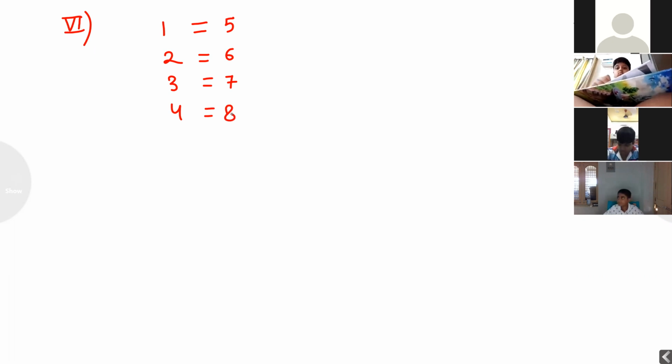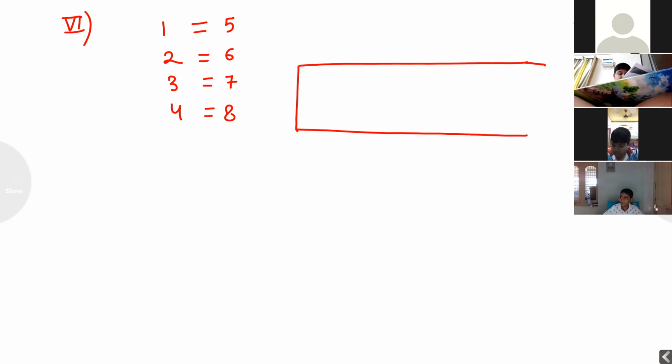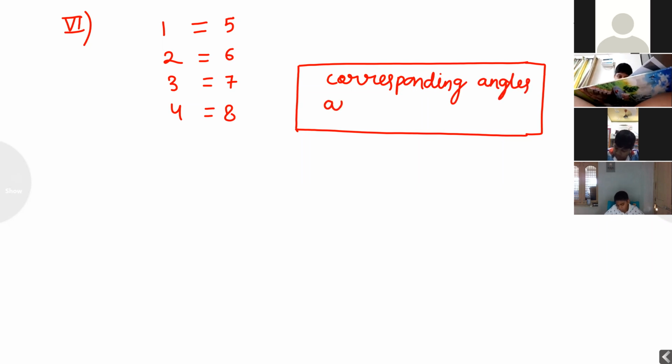In the conclusion box, note down: corresponding angles are equal. Those who have missed yesterday's class, you can't understand any concept today. Yesterday's class was a very important class.